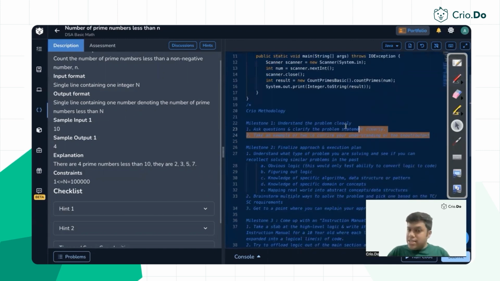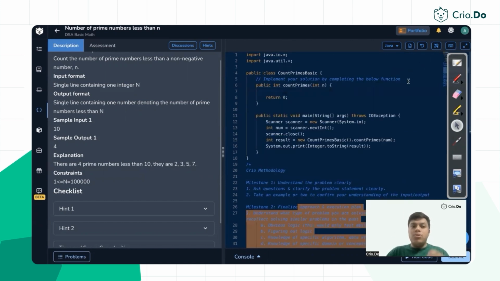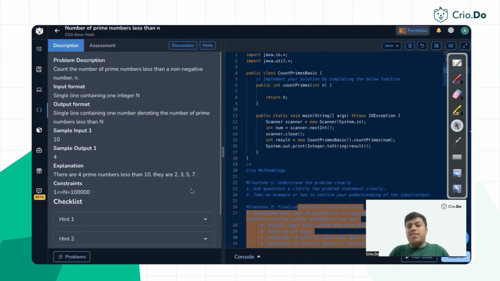Now we have discussed the first milestone. Let's now jump on to the second milestone, that is nothing but discussing the possible approaches. So what is the most brute force approach which we can come up with? I can surely say that if a number has exactly two factors, then it will be prime. So how about checking each and every number in the range 1 to n minus 1 for whether it is prime?